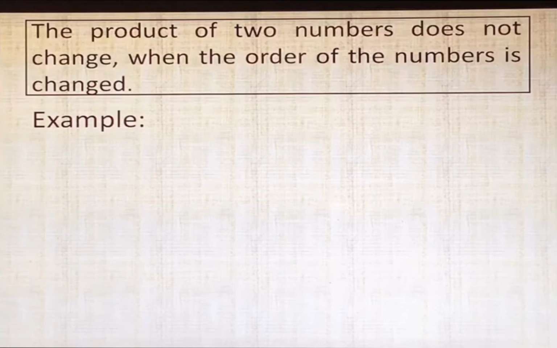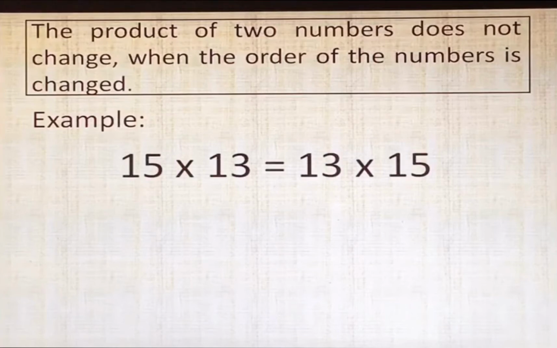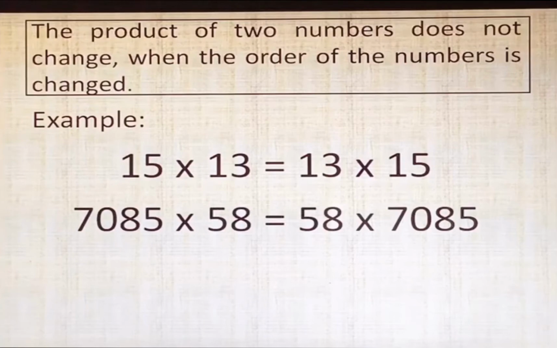For example, 15 into 13 is equal to 13 into 15, that is 195. So here if we change 13 and 15 place, there will be no effect on the product. In the same way we have other examples.